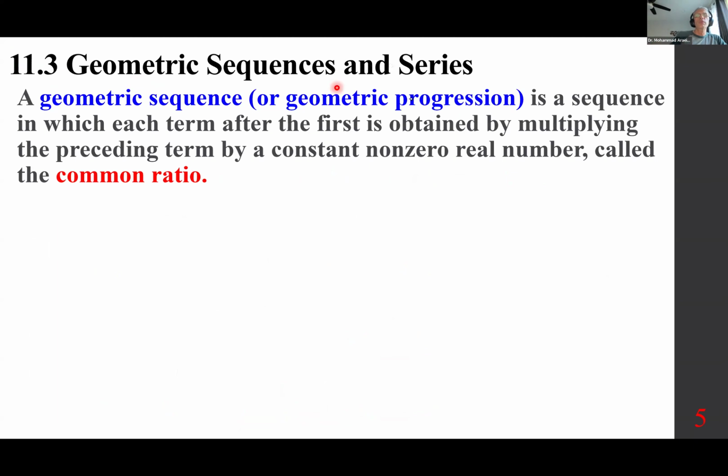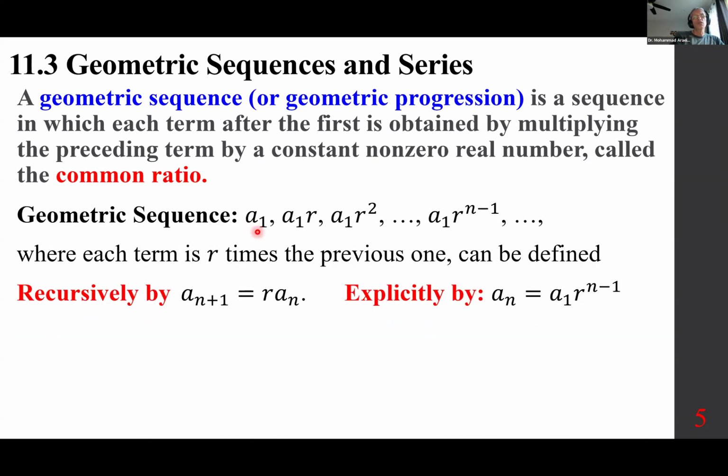And now 11.3, geometric sequences and series. A geometric sequence or geometric progression is a sequence in which each term after the first is obtained by multiplying the preceding term by a constant non-zero real number called the common ratio. Geometric sequence: a sub 1, a sub 1 times r, a sub 1 times r squared, and it continues, where each term is r times the previous one. It can be defined recursively by a sub n plus 1 is r times a sub n, meaning if you want a term, pick the previous one multiplied by r, or explicitly a sub n is a sub 1 times r to the power of n minus 1 in general.